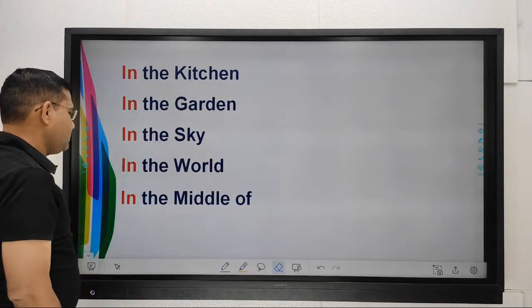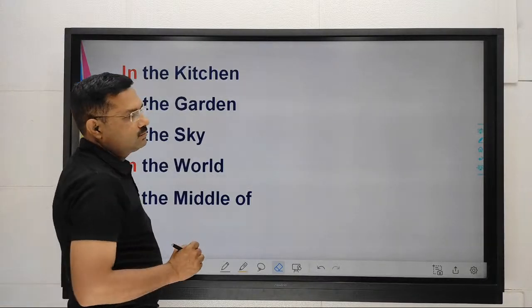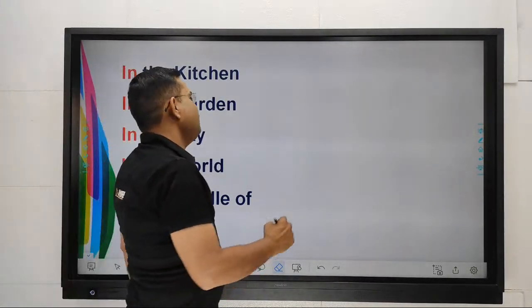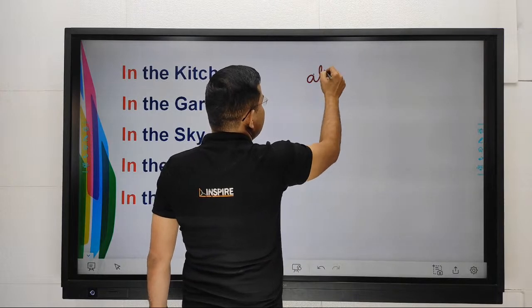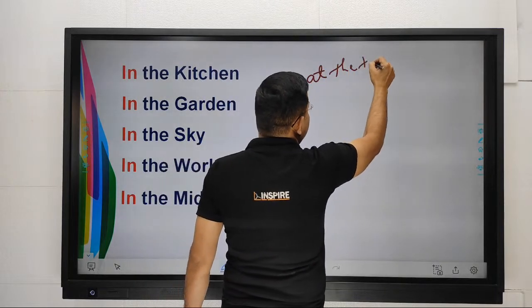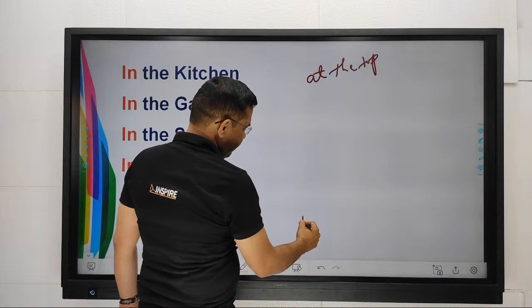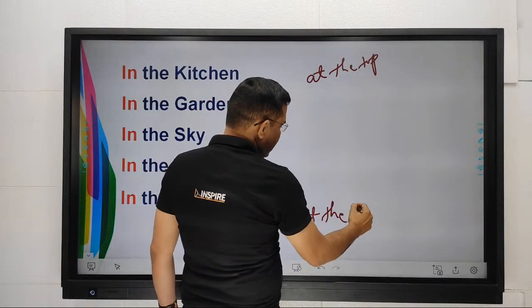Okay, the next word is in the middle of. Remember this thing very properly. We have already understood at the top. At the bottom.